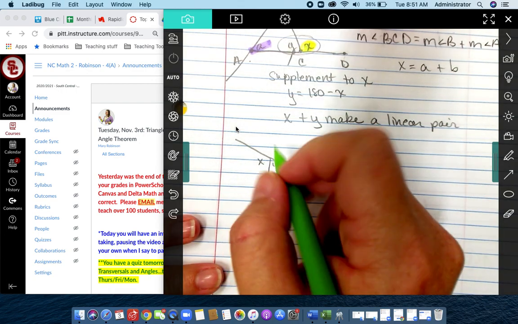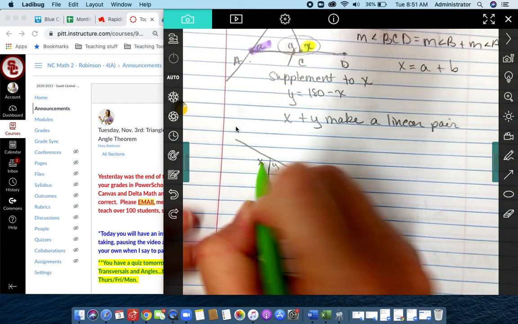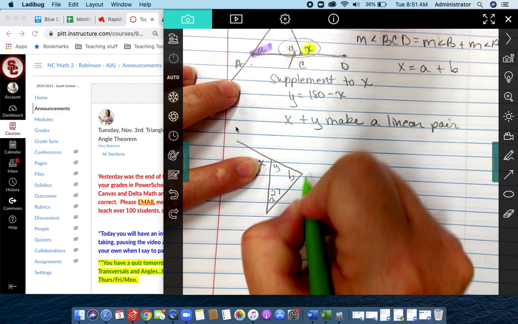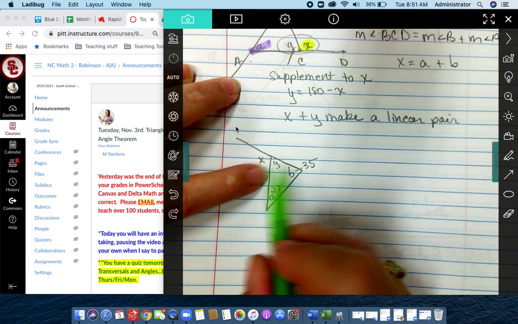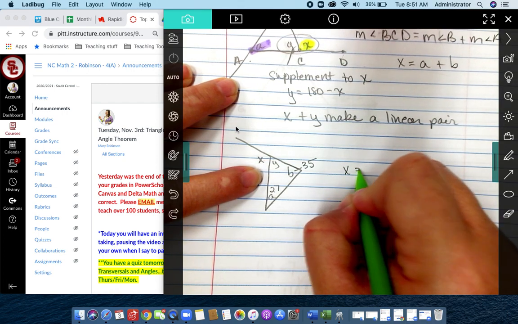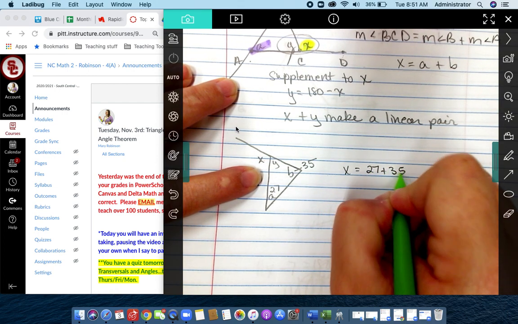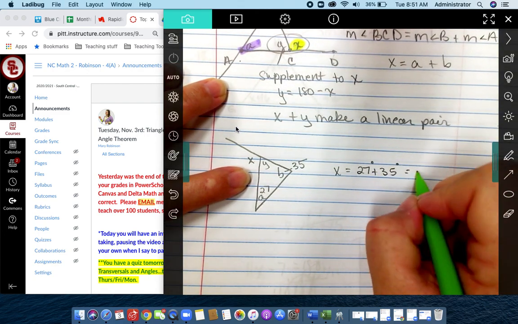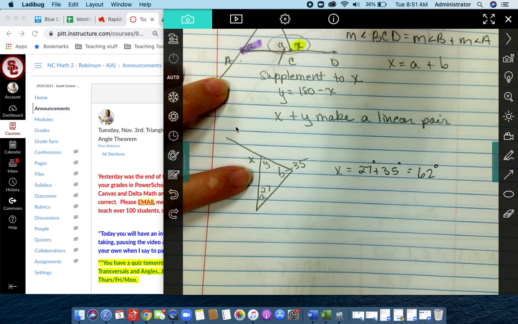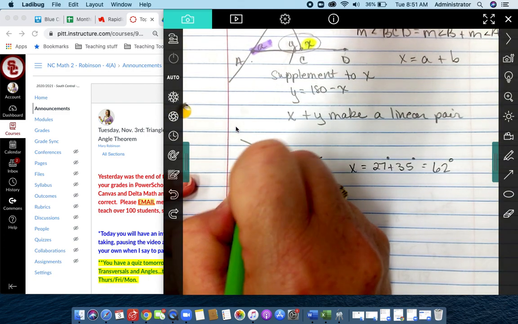So if I give these measures, like if I wanted to know the value of X, and let's say this angle is 27 and this here is 35, then all I would need to do to find X is add 27 and 35 degrees, which would give me 62 degrees. Okay, so this would be 62.